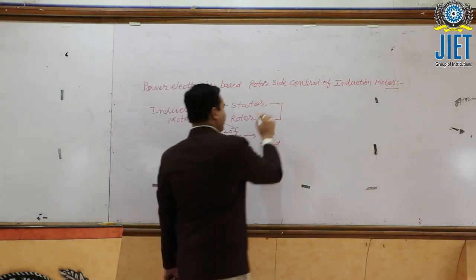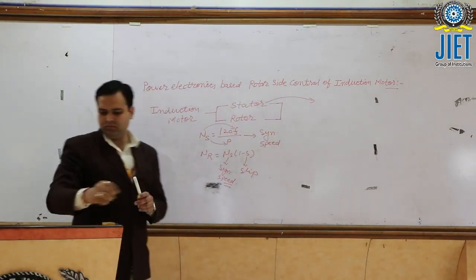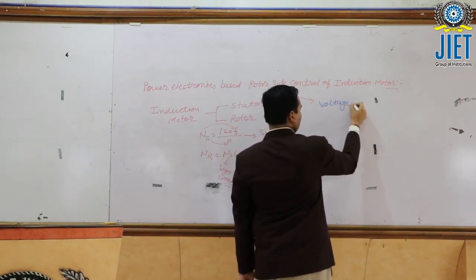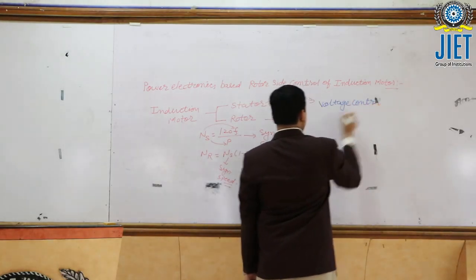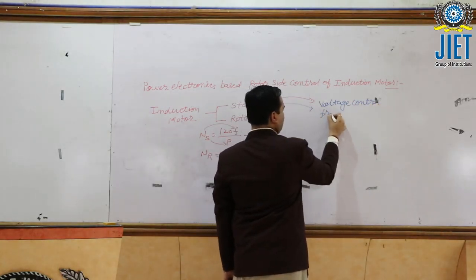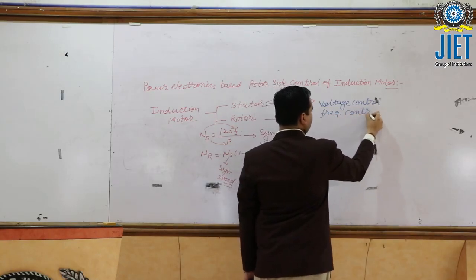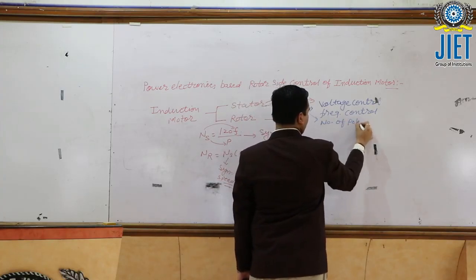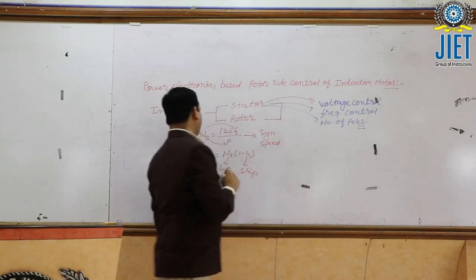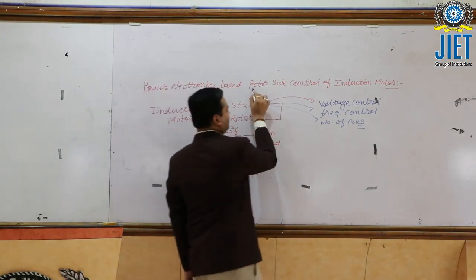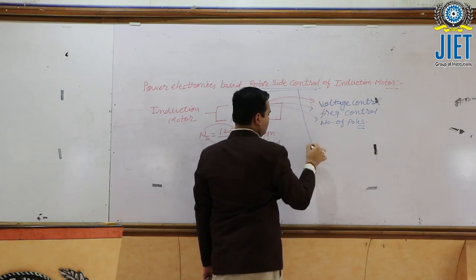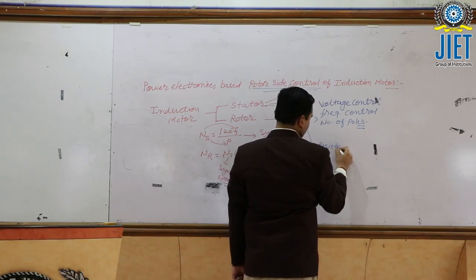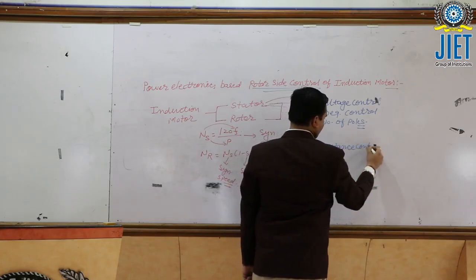If we are talking about the stator side controlling, we have the voltage control, we have the frequency control, and we can change the number of poles. And if we are talking about the rotor side controlling, we have the resistance control method.